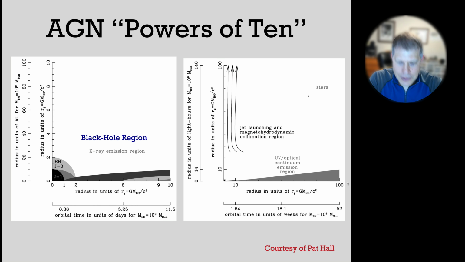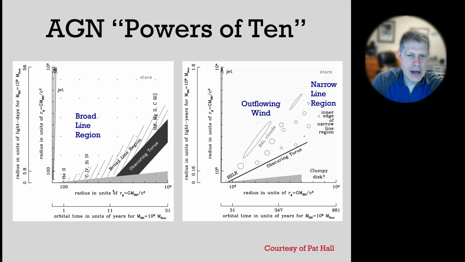Now we're going to go out to 1,000 gravitational radii with this slide here, corresponding now to like 58 light days, again, for a billion solar mass black hole, and having orbital times of order many years, as shown here. So now we're going out to the region where we believe much of the strong and broad line emission that we see from active galaxies is produced, from lines such as helium-2, carbon-4, silicon-4, H-beta, magnesium-2, and so on. This is broadly the region where we think that emission arises. And note that different lines are thought to be largely formed at different radii. We'll talk much more about that when we talk about the broad line region.